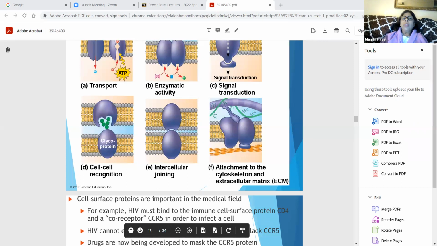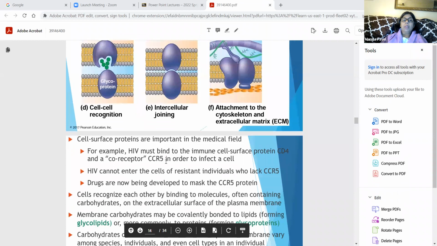Another function that the cell membrane is going to perform is intercellular joining. Intercellular meaning between the cells there is a space. And so substances can move across the cell membrane there. And last but not the least is attachment to the cytoskeleton and extracellular matrix. So we can see these are fibrinogen molecules, and these fibrinogens, which are different types of proteins, are attaching themselves to the cytoskeleton, but on the ECM, extracellular matrix side of it.